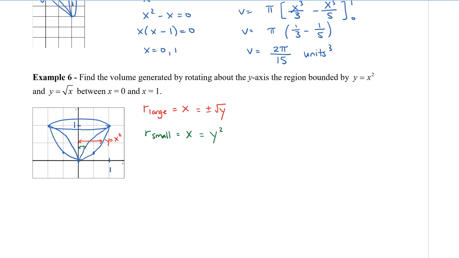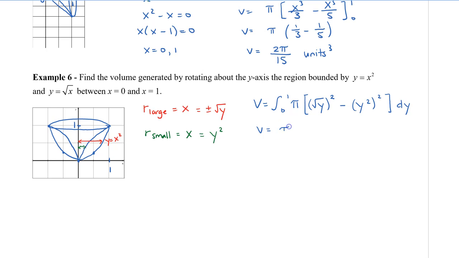So to find our volume, we're going to integrate, and this one we can see it's from 0 to 1 as well. And this will be pi. And my larger radius is root y. We're going to square that, and then we're going to subtract y squared squared, the radius of the smaller ring. And this will be dy this time.